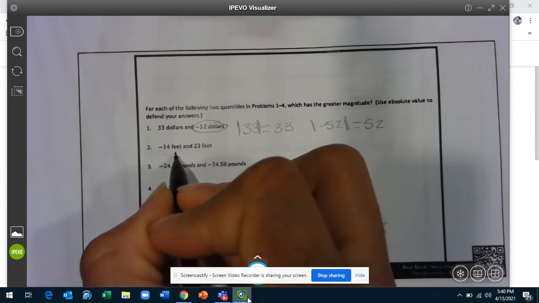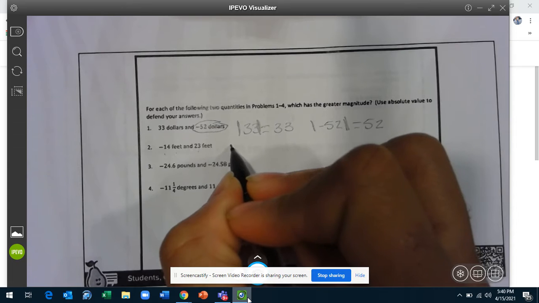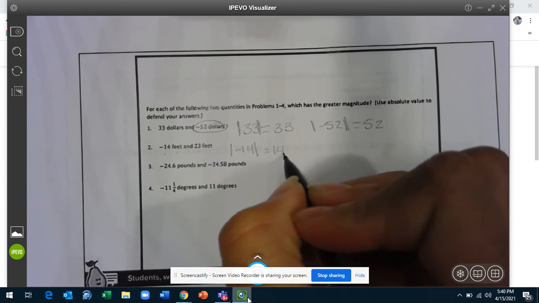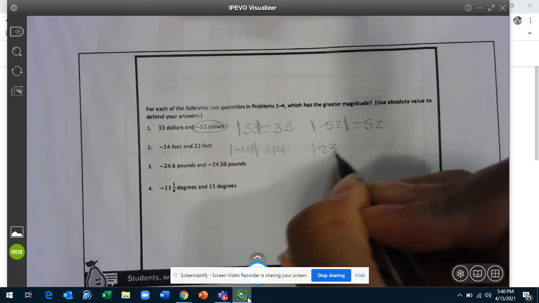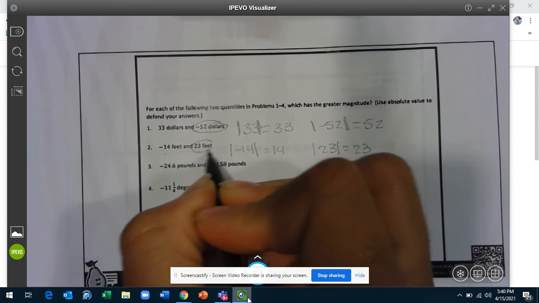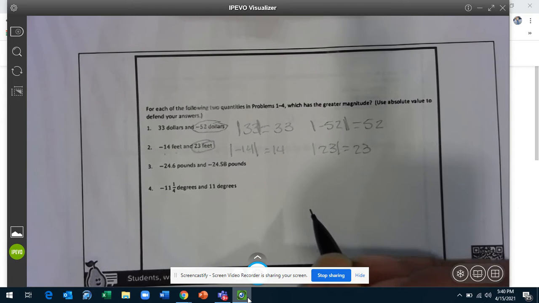Here we have negative 14 feet and 23 feet. If we do the absolute value of negative 14, it'll be 14. The absolute value of 23 will be 23. Therefore, 23 feet will be the greater magnitude.